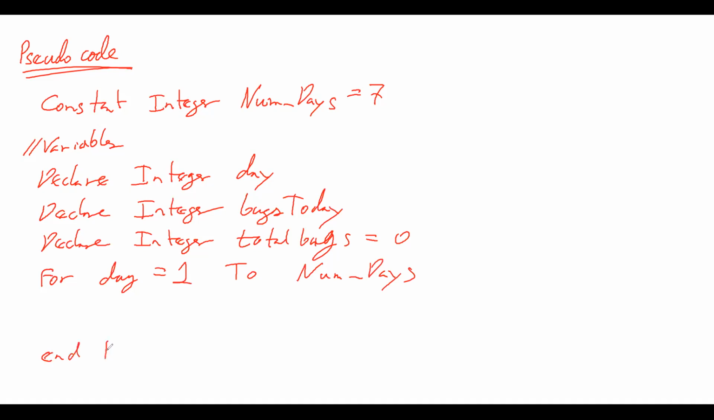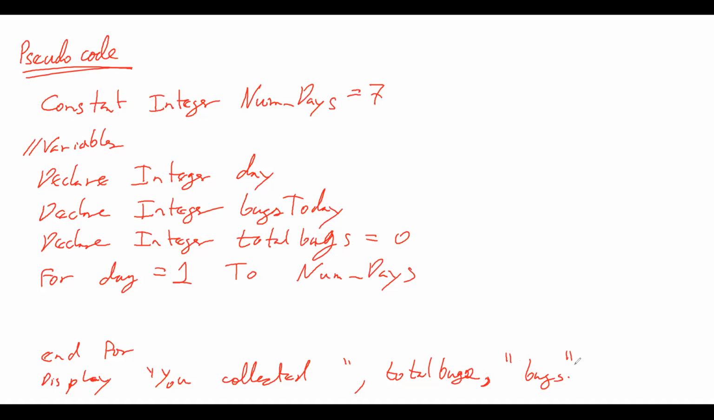Okay, so once we end the for loop, we're just going to display a message: you collected total bugs, comma, bugs. Like that.